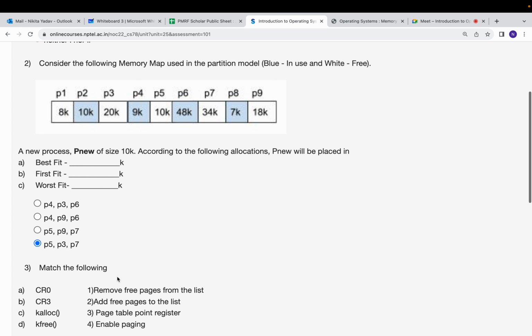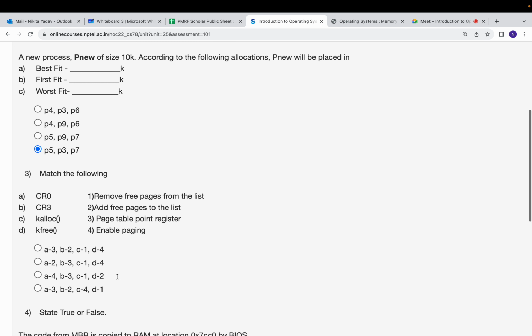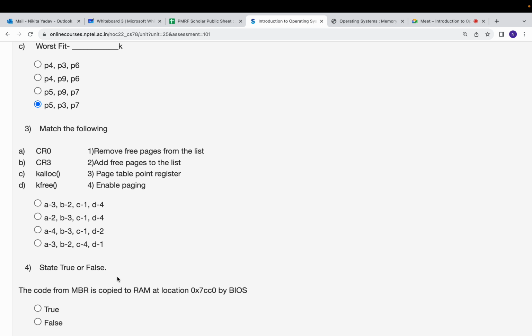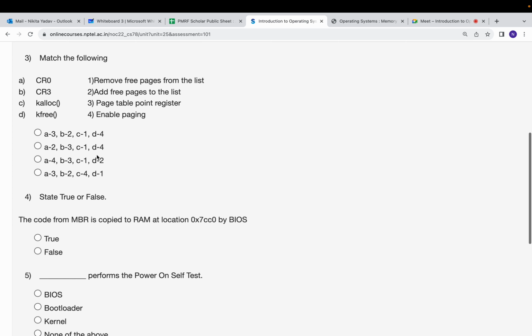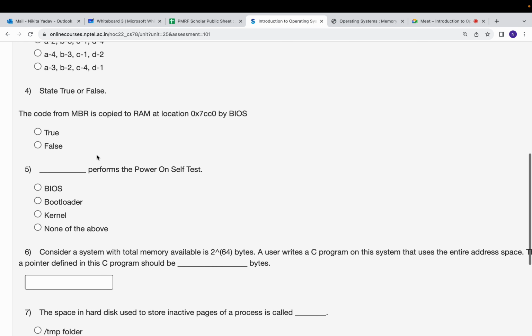Now let's look at the next question. I'm just skipping this again, because it's there in the assignment. The code from MBR is copied to RAM at location 0xCC0 by BIOS. So we already looked at this in the last quiz, and it's factual. But still you can try. Write your answers in the chat box.